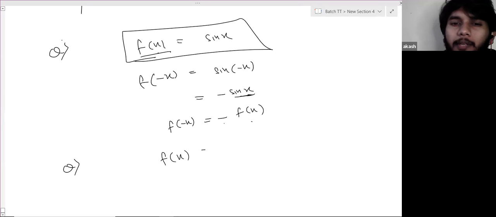Suppose you have f of x equal to x cube cos x. Tell me if this is an odd function or an even function. I'll give you 2 minutes. Odd function.